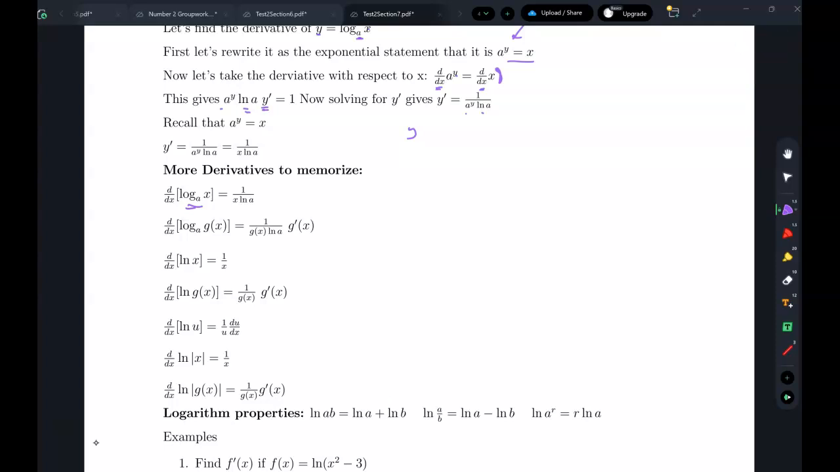What if it's not just an x? What if it's a log base a of g of x? I carry the g of x along, do the 1 over the ln of a, and I multiply by the derivative of the g of x.